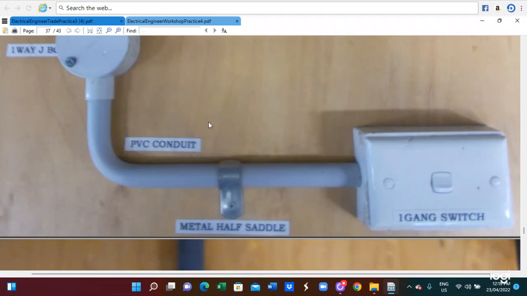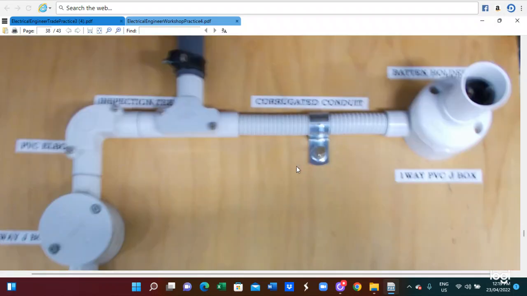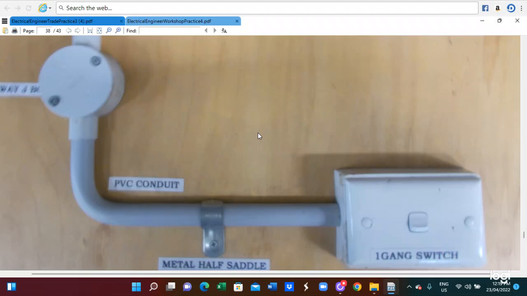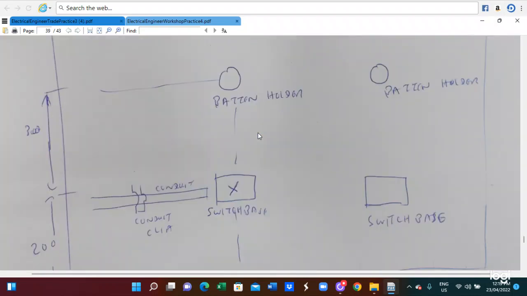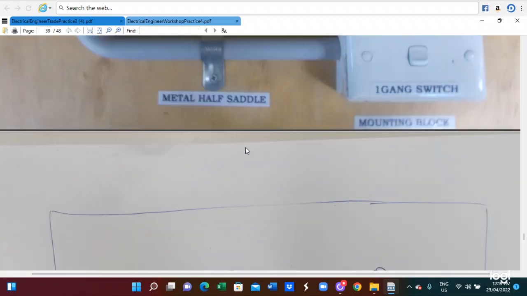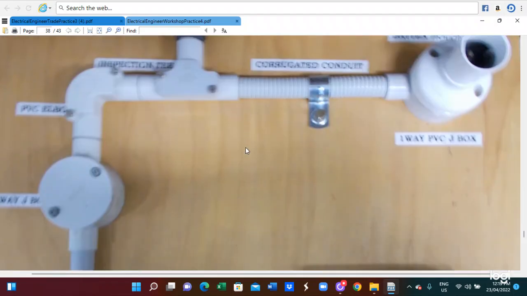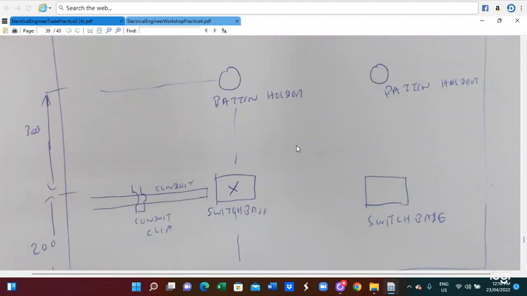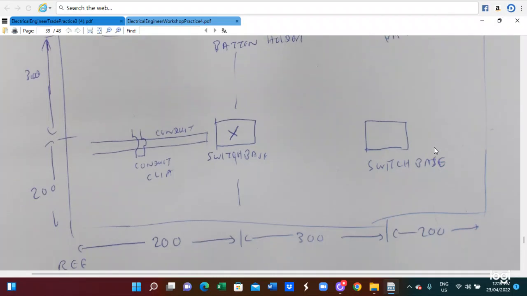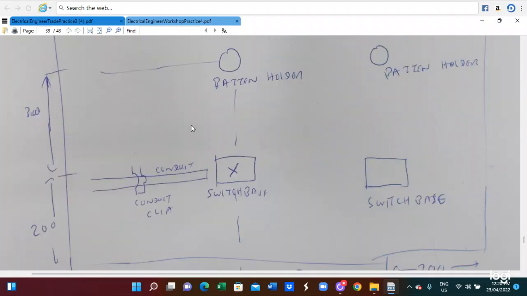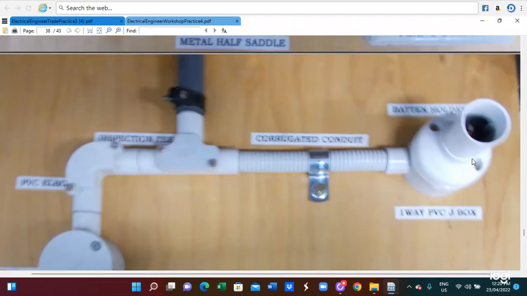So this is how to fit on the wall, how to fit on the switchboard. So that one is based on here. This is the rear connection diagram. This is the installation diagram. Based on the installation diagram this way, we can really install the board.